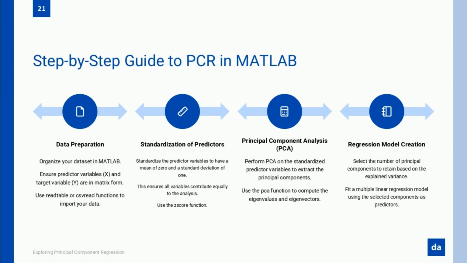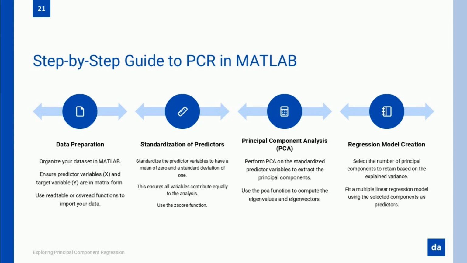A scree plot can be generated using plot to visualize the eigenvalues and identify the elbow point, where additional components contribute little new information. After selecting the optimal number of principal components, the next phase is performing regression. Instead of using the original predictor variables, the selected principal components are used as inputs for a regression model. MATLAB's fitlm function allows for the creation of a linear regression model using the principal components as independent variables. Since these components are uncorrelated, the resulting regression model is free from multicollinearity, providing stable coefficient estimates.